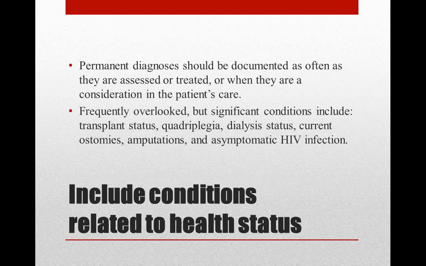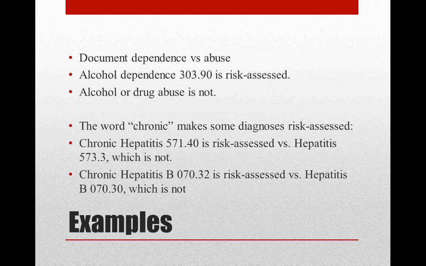One thing that a lot of people forget is the permanent diagnosis. They have to be documented as often as they are assessed or treated or when they are in consideration of a patient's care. A patient with HIV or amputations or dialysis, quadriplegia, ostomy, all those things play a factor when we prescribe medicines and we see that patient in the office. So even though you're not treating for it, you can code for it, and the patient will get risk assessed on that.